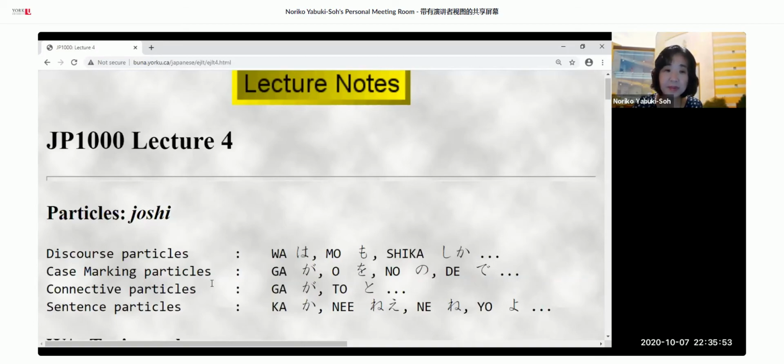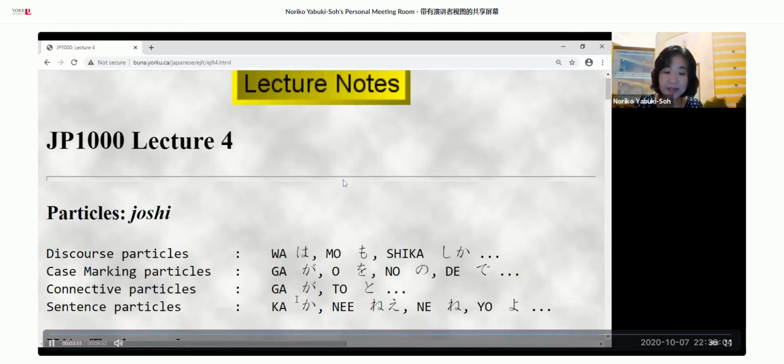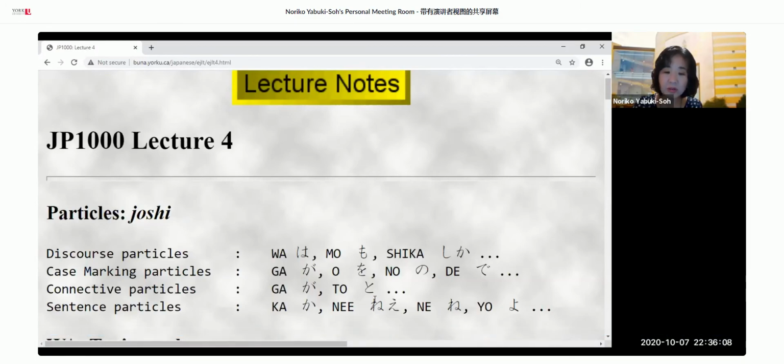The third type is connective particles that connect sentences or words, including ga, which means but, that connects 2 sentences. To, which means and, connects nouns and noun phrases.